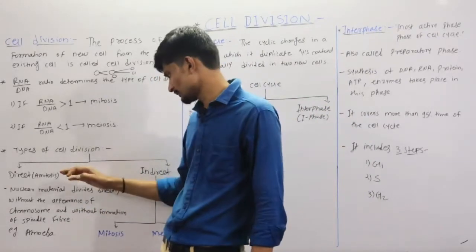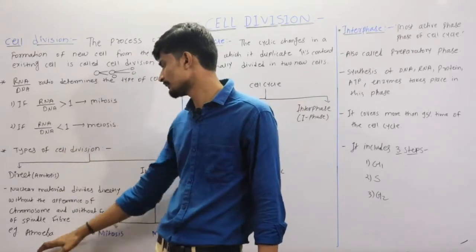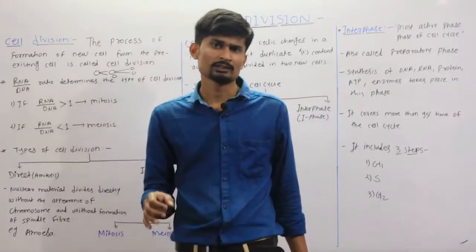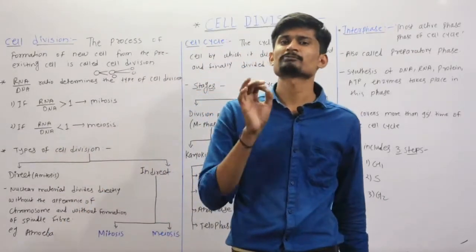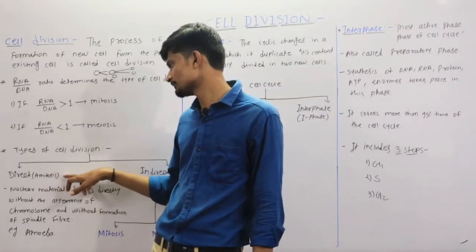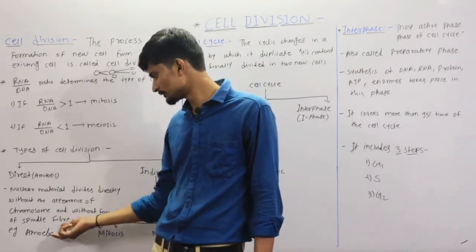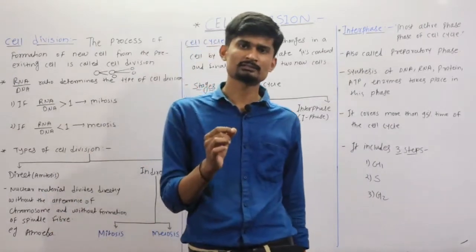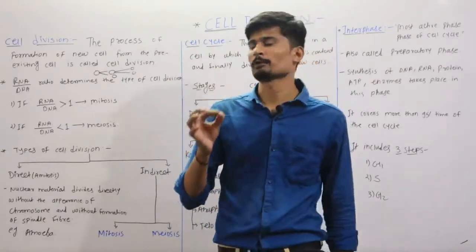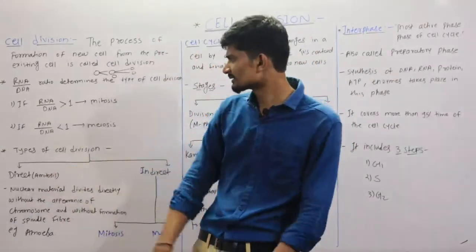Such a direct type of cell division, or amitosis, is shown by the amoeba, or mostly by prokaryotic cells. You know binary fission in amoeba. It is a type of amitosis. Binary fission is actually a direct type of cell division, or amitosis. So this is the direct type.